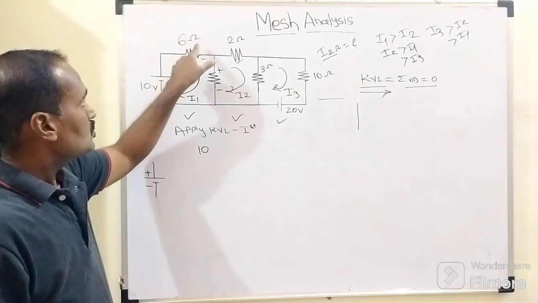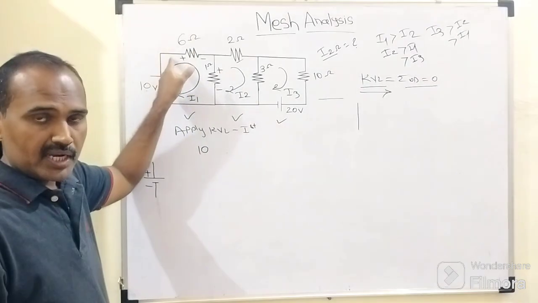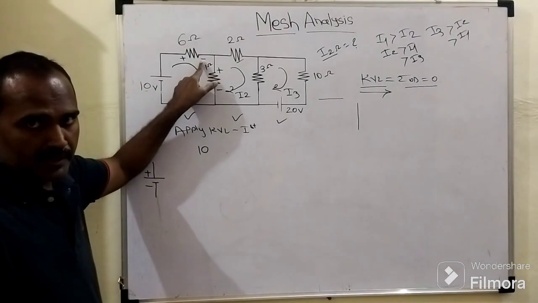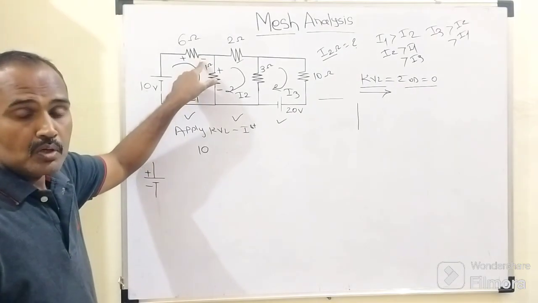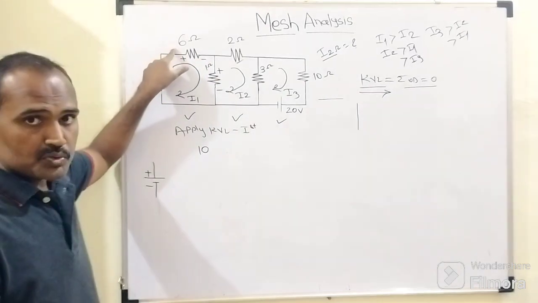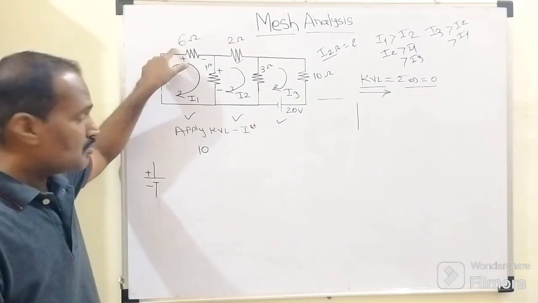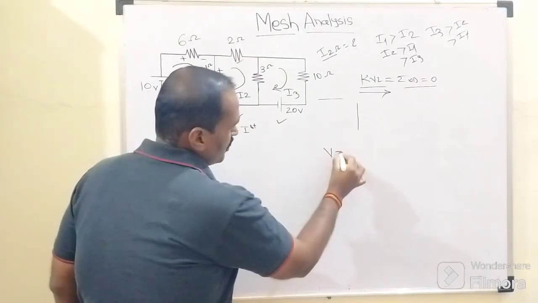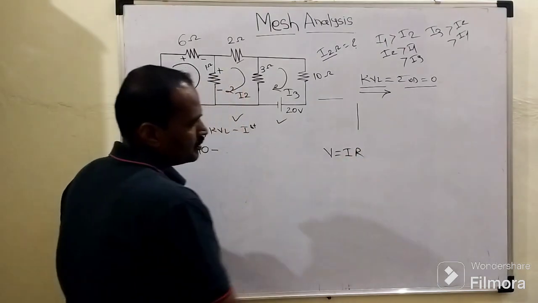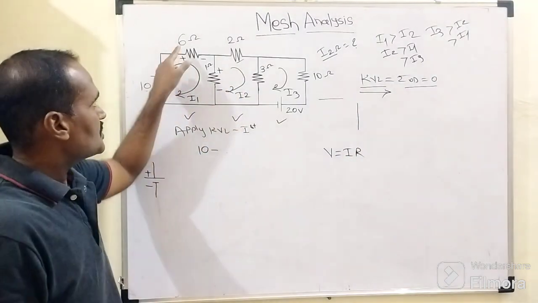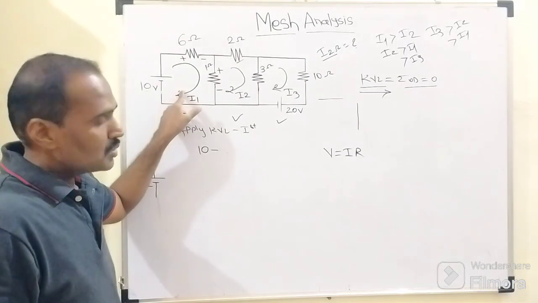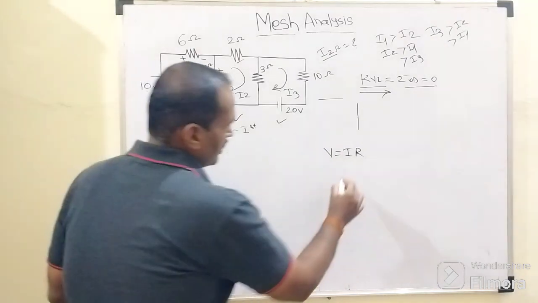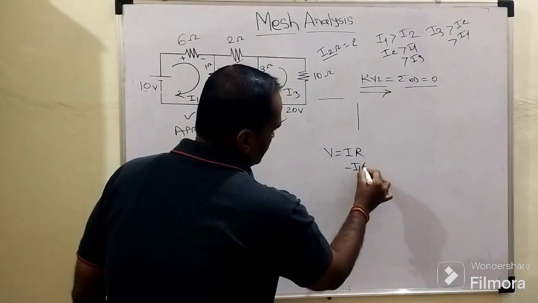Now I1 flows through the 6 ohm resistor from left to right, right? As we are going from positive to negative plate, the overall polarity of the ohmic drop across the 6 ohm resistor will be negative. So according to Ohm's law, ohmic drop equals what? V equals I into R. So which current flows through this 6 ohm resistor? I1, right? So the overall ohmic drop across the 6 ohm resistor will become what? Minus I1 times 6.